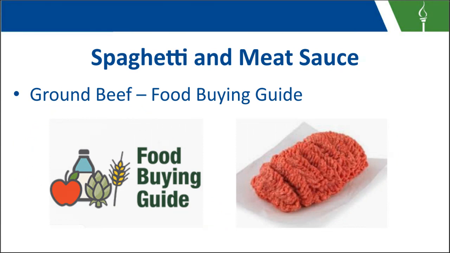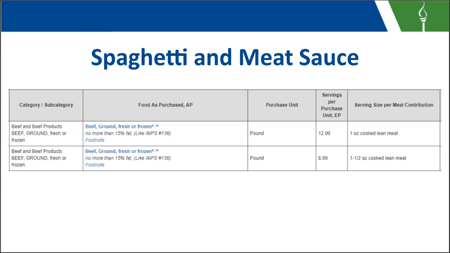The next example we're going to work with is using the USDA Food Buying Guide, and we're going to be working with ground beef to determine the meat alternate component for a spaghetti and meat sauce recipe. So here's a snippet of the information that I obtained via the USDA Food Buying Guide. You'll see on here that I have two different products. However, if you look at the food as purchased, you'll see that the description is exactly the same.